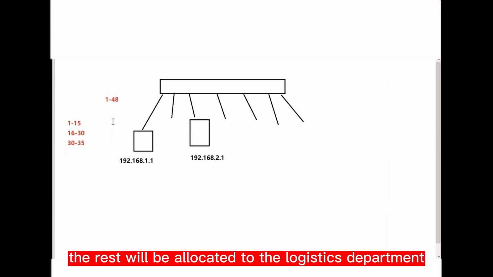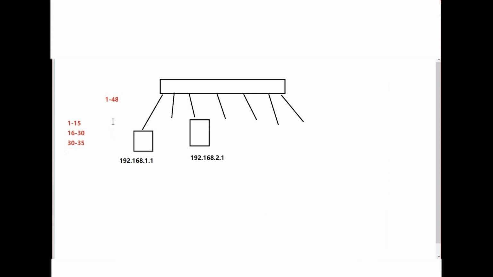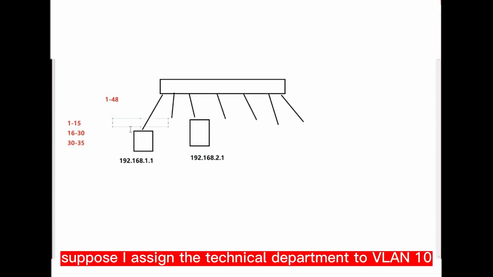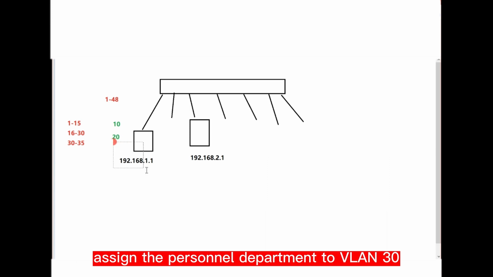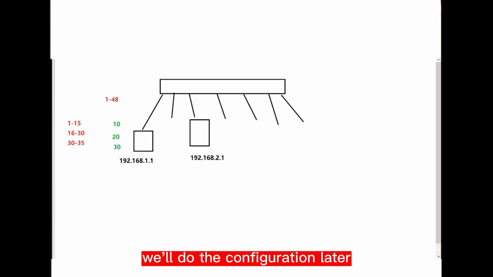The rest will be allocated to the logistics department. Leave 1 or 2 interfaces for redundancy. This is called interface-based VLAN division. Suppose I assign the technical department to VLAN 10, the sales department to VLAN 20, and the personnel department to VLAN 30. This is how we divide. We'll do the configuration later. Let's start with the concept.